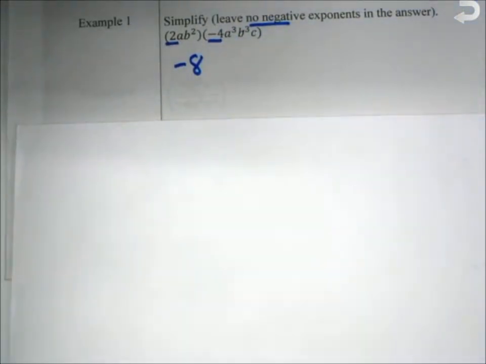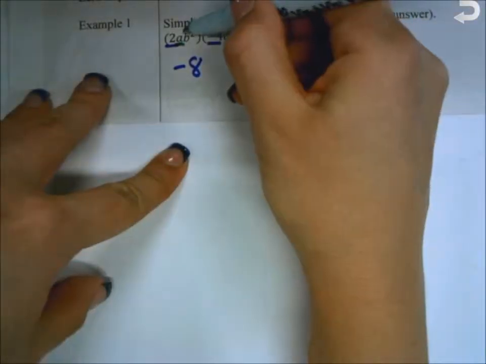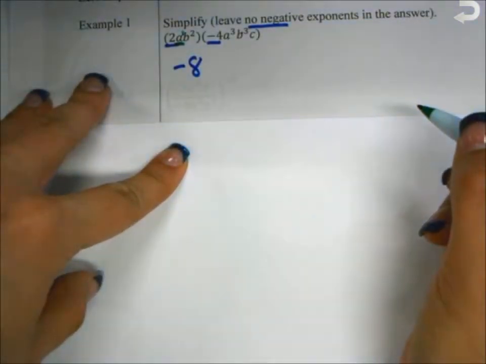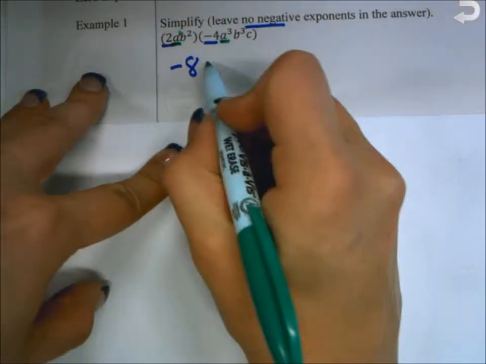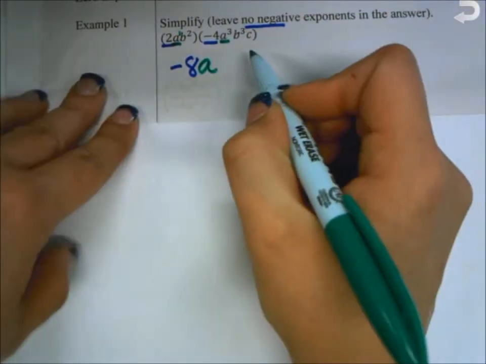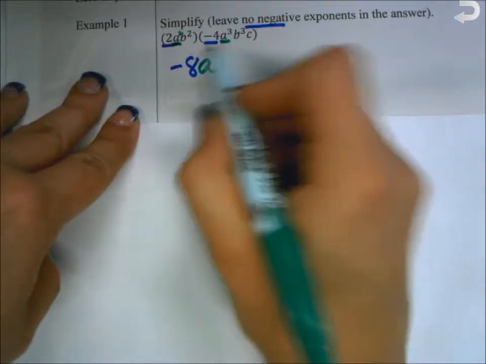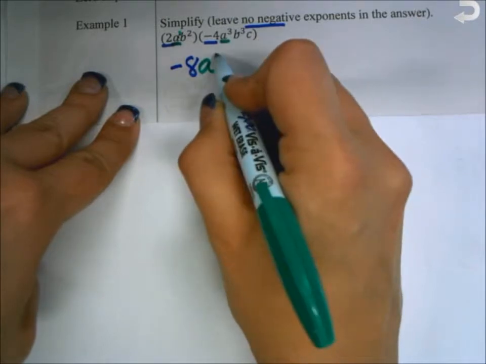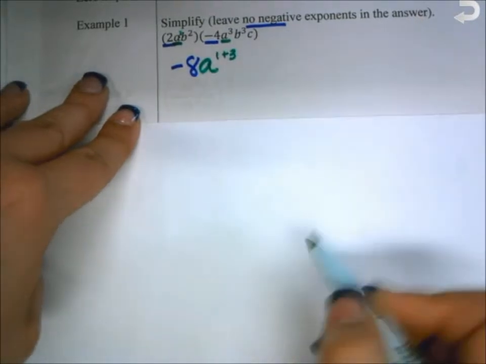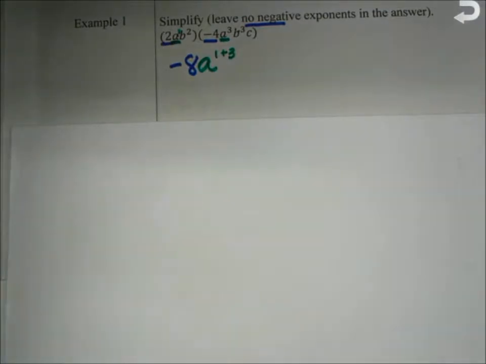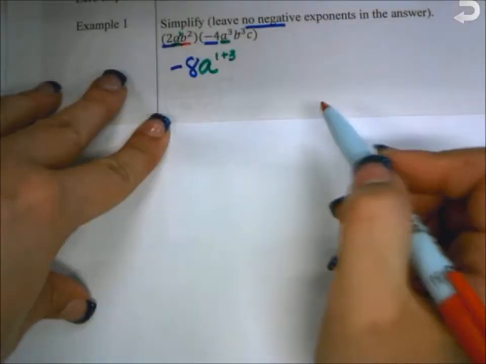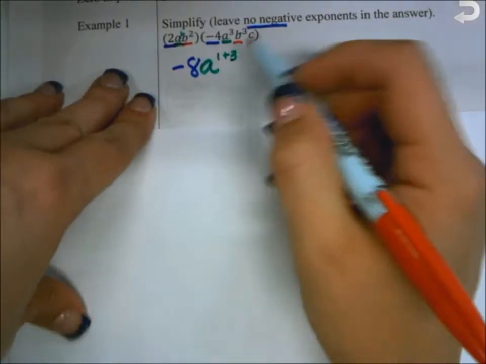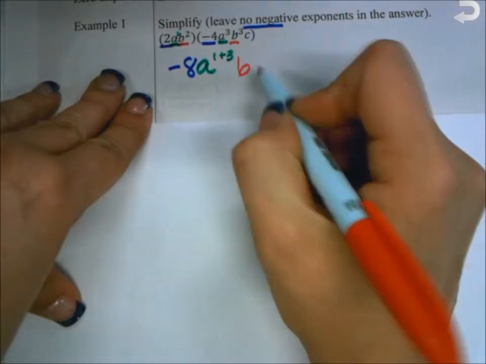Then I have my a's. I have an a, which if there's an a by itself, it has an exponent of 1, and a to the third. So the bases are the same here, so I keep the base. And when I am multiplying different powers, I add the exponents. So 1 plus 3 is my exponent there. I go on to the b's and I do the exact same thing. I have b to the second power here times b to the third power there. So I keep my base and I add the exponents, 2 plus 3.